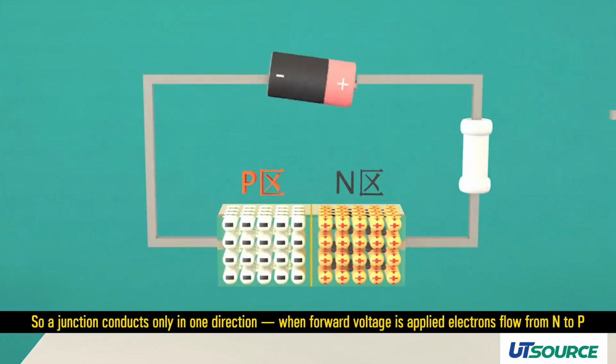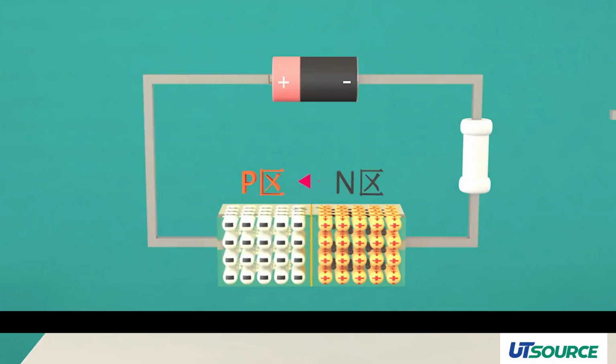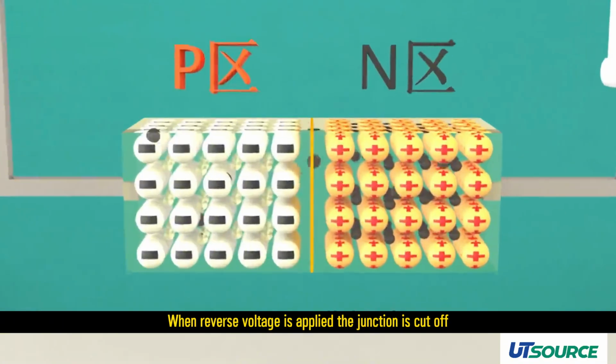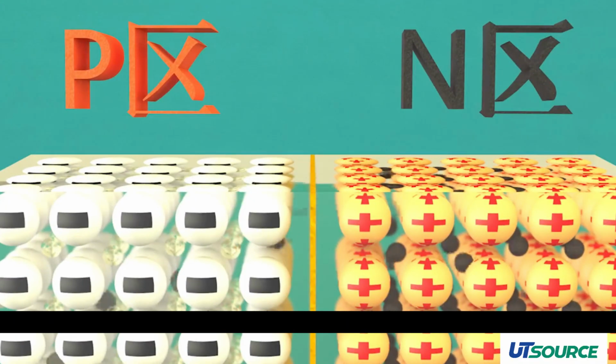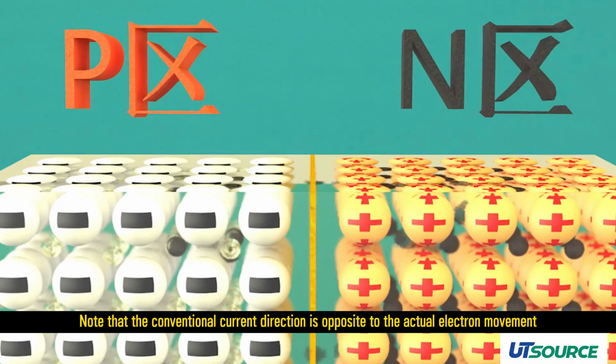So a junction conducts only in one direction. When forward voltage is applied, electrons flow from N to P. When reverse voltage is applied, the junction is cut off. Note that the conventional current direction is opposite to the actual electron movement.